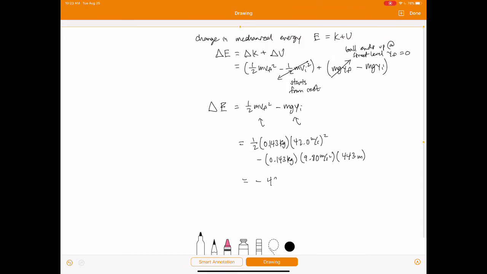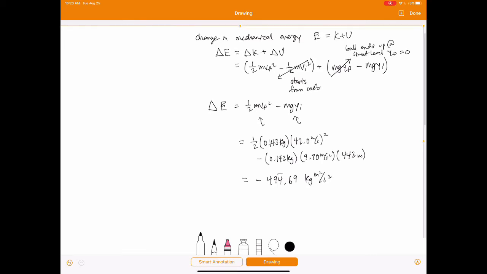It comes out to about 494.69, but we keep 3 sig figs on that. Unit-wise, we have kilograms, meters squared divided by seconds squared, which you should remember is equivalent to a joule. So the negative sign means the ball is losing mechanical energy. So it has less at the end of the process than what it started off with. That's what the negative sign means. So we would say 495 joules of mechanical energy are lost.